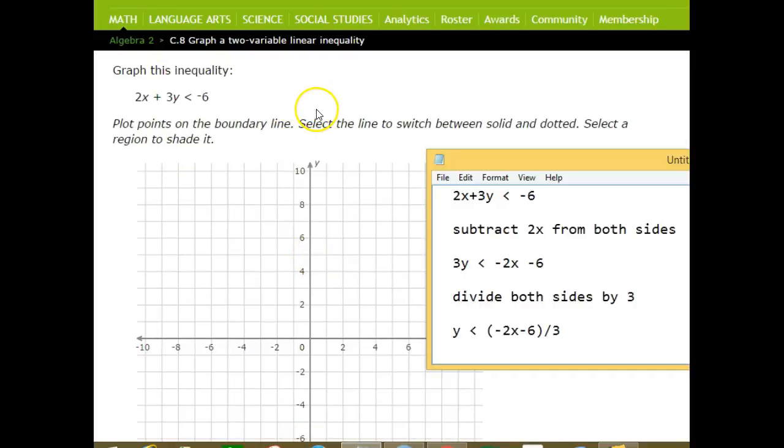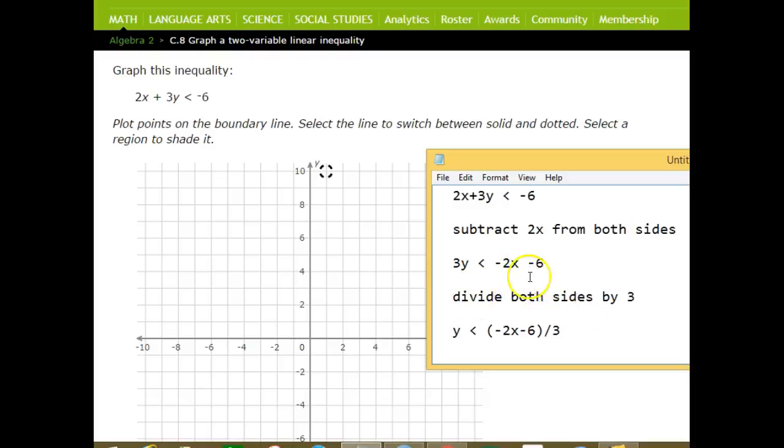Okay. Now entering the challenge zone. So I have 2x plus 3y is less than negative 6. I'm going to first try to put this in a form where the y is by itself on the left, everything else is on the right. So I'm going to subtract 2x from both sides. I'm going to get 3y is less than negative 2x minus 6.